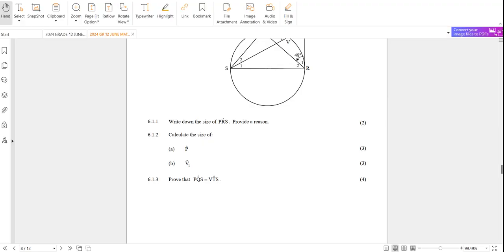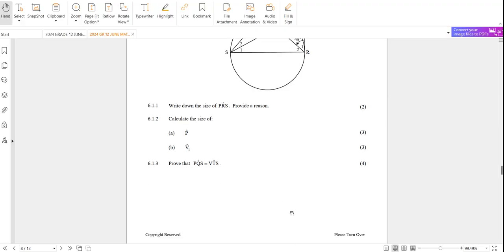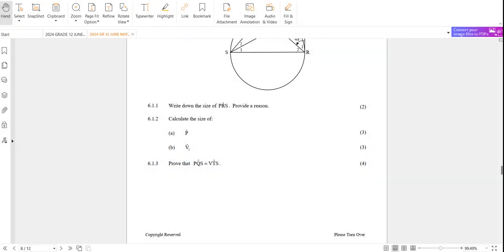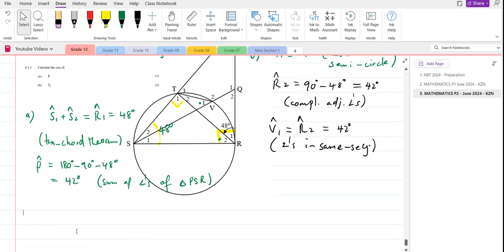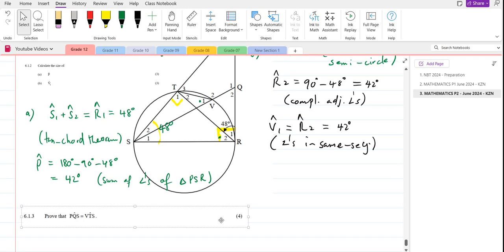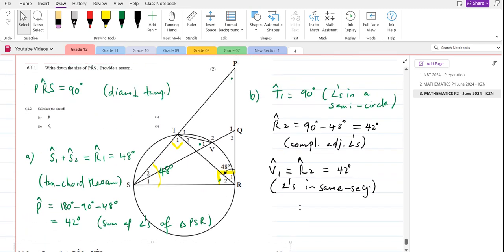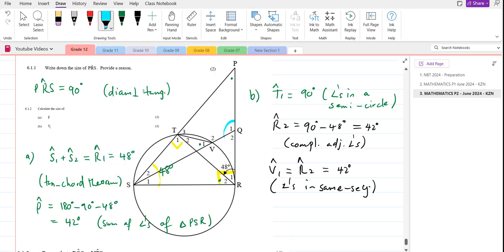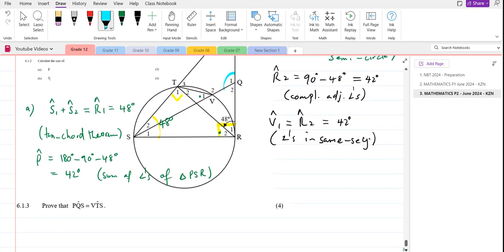Right, next question. Last one: prove that PQS equals VTS. PQS, so this angle here, PQS, where's PQS? Let's use another color. PQS, which is angle Q1, is equal to VTS.